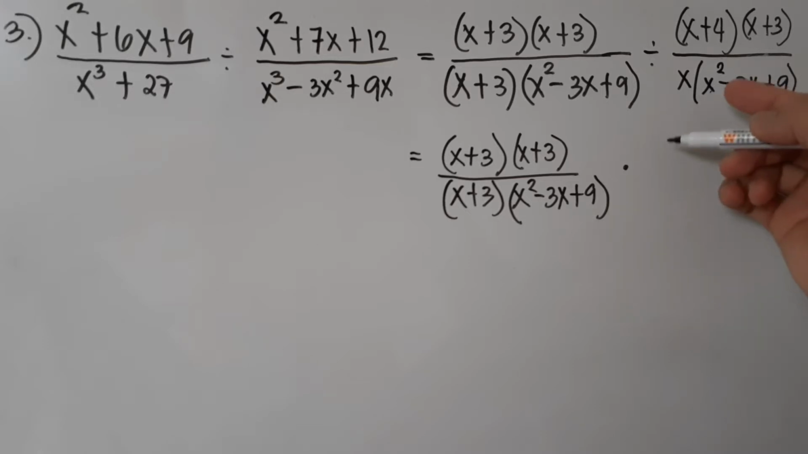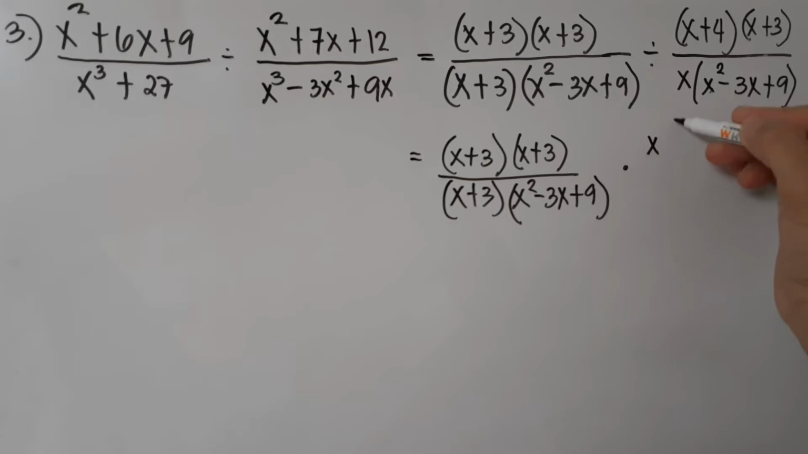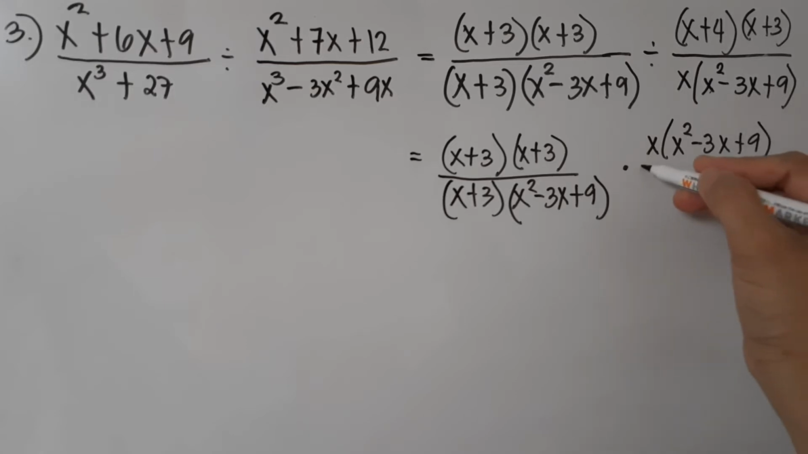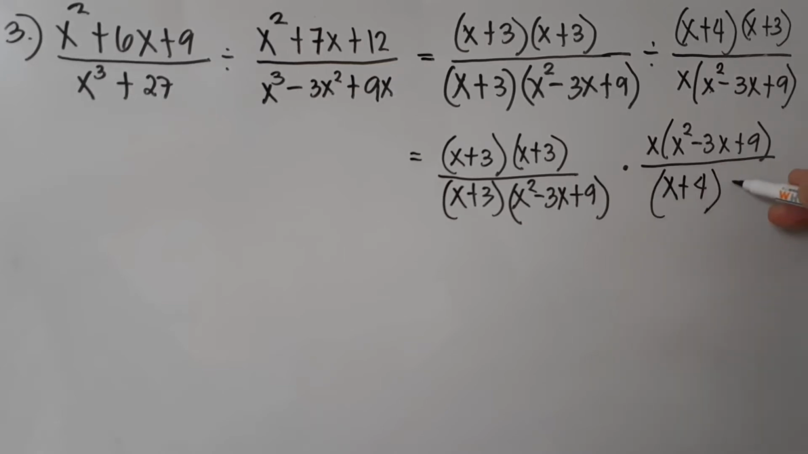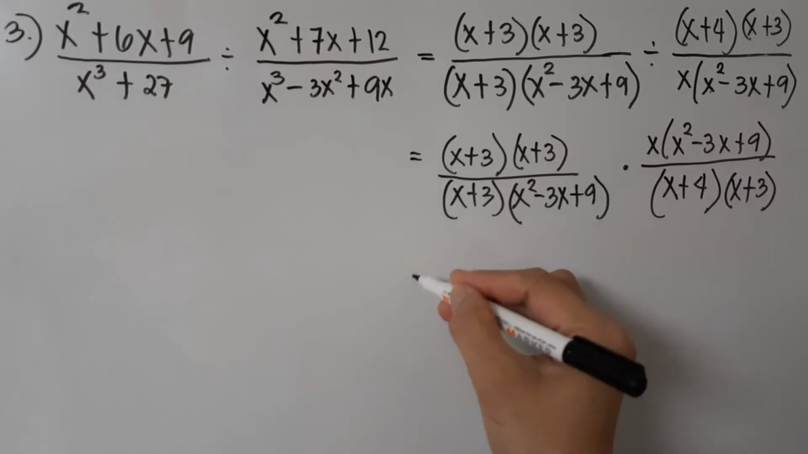We flip it, so it will be our numerator: x squared minus 3x plus 9 over x plus 4, x plus 3. Then in multiplying, we can directly cancel out this one.